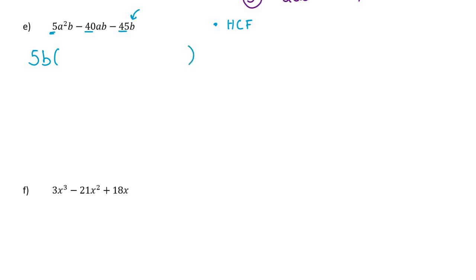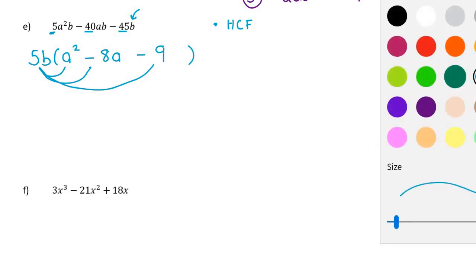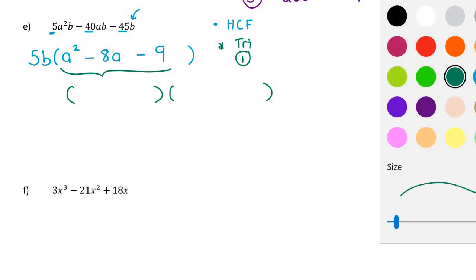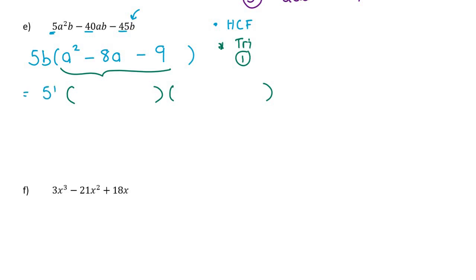but every term has a b. So now I say to myself, 5b times a squared would give me 5a squared b. 5b times minus 8a will give me minus 40ab, and 5b times minus 9 would give me minus 45b. So now, don't forget, if you're ever left with a bracket, do I have a dots or a trinomial? And here I have a trinomial, because this has 3 terms and it is in the right order with the right pattern. So my first step with a trinomial is that every trinomial comes from a binomial times a binomial. I mustn't forget my 5b.